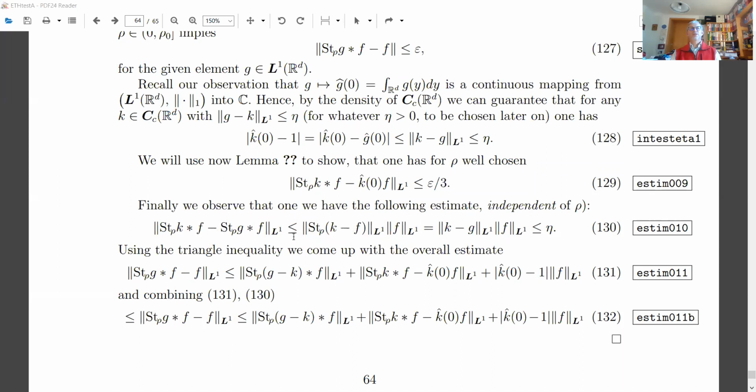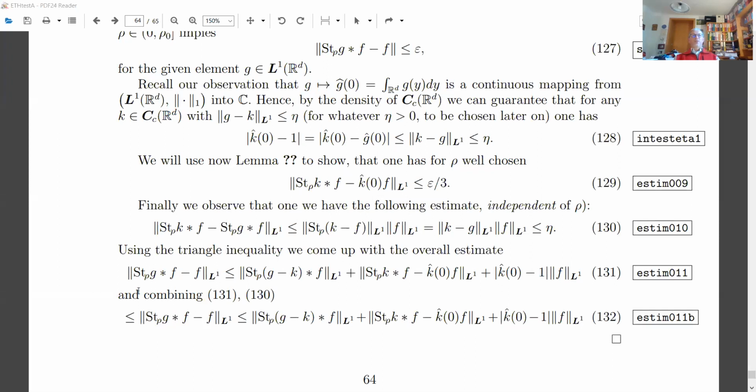And then we use the submultiplicativity of the L1 norm. So we get this expression. But STRHO, as I was telling you, is norm preserving. So it's the same as k minus g. And we can make that, because we know this here, smaller than eta.